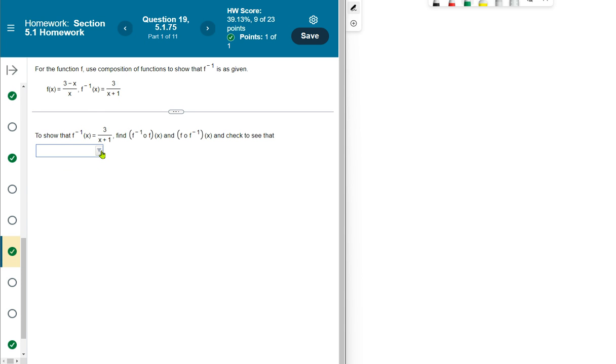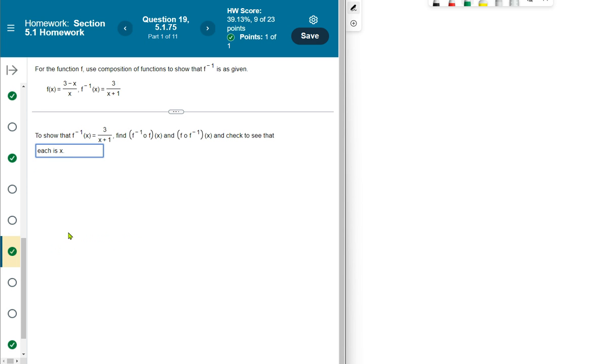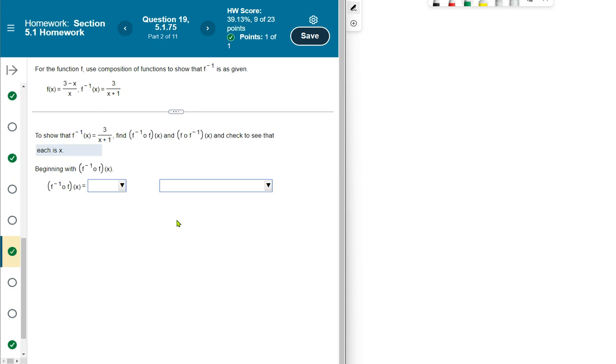So it's a lot of drop down boxes, but some things you do have to fill in. So we'll start with the first one. It says to show that the inverse of f of x equals 3 over x plus 1, they want you to find f negative 1 of f of x and f of f negative 1 of x, and check to see that each is x. They both have to be x when you're done simplifying it. Otherwise, they're not inverses of each other. So, there we go. Nice work. All right, next one up.